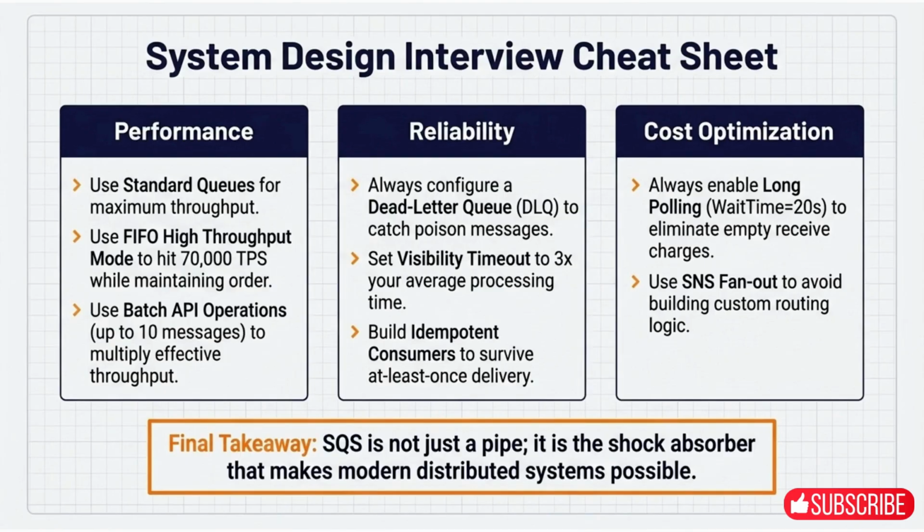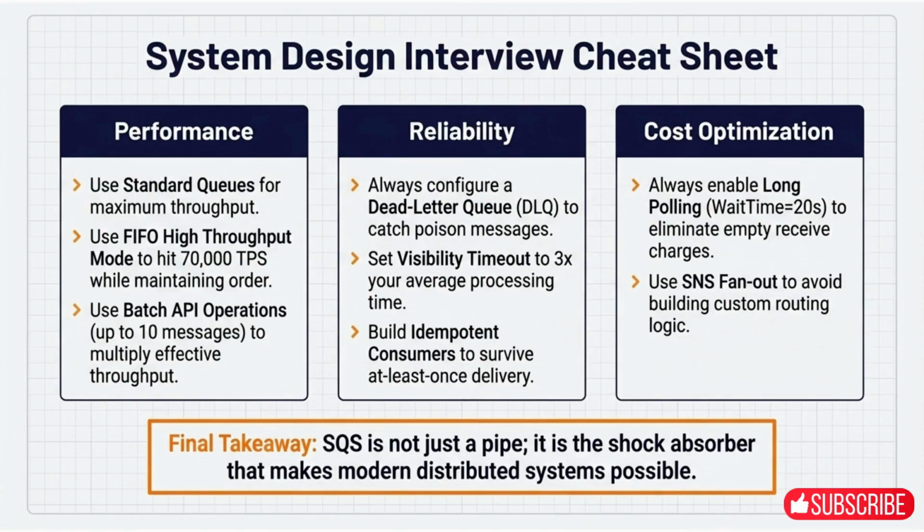For maximum throughput and workloads that tolerate reordering, start with a standard queue. Use FIFO when ordering within a message group and deduplication are business requirements. Verify the current regional throughput quota and enable high throughput mode when needed. Batch send, receive, and delete operations can handle up to 10 messages per request and improve efficiency.